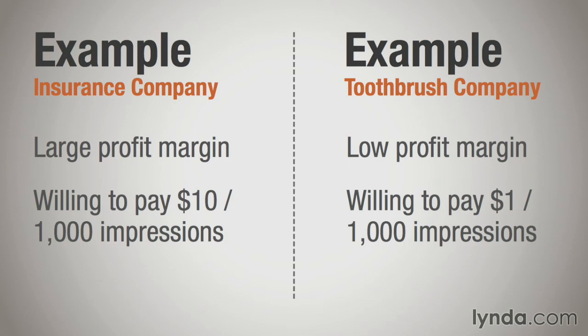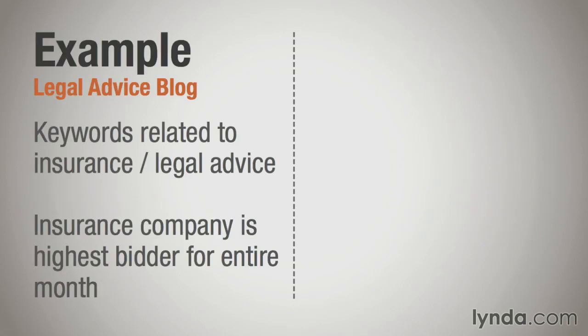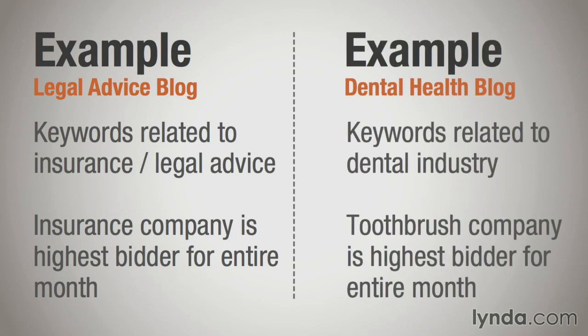Now, here is where the publishers come into play. With our two advertisers in mind, let's say that we also have two different publishers. One publisher has a blog on legal advice, and the other publisher has a website on dental health. Both publishers are using Google AdSense.